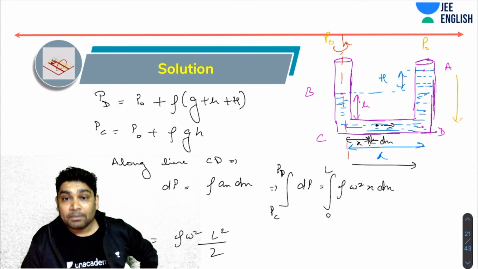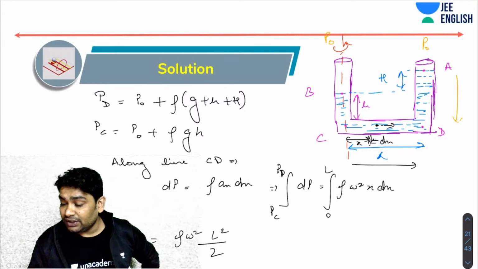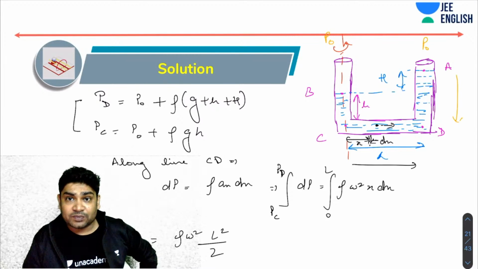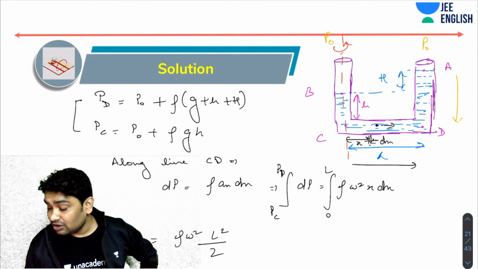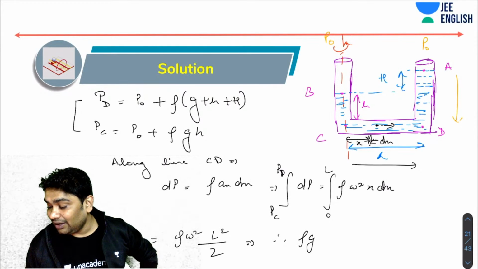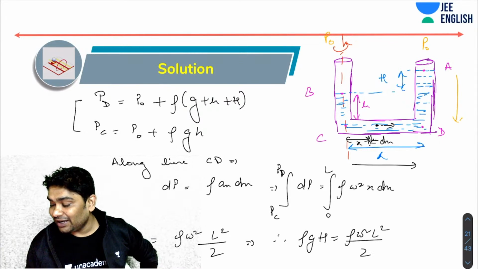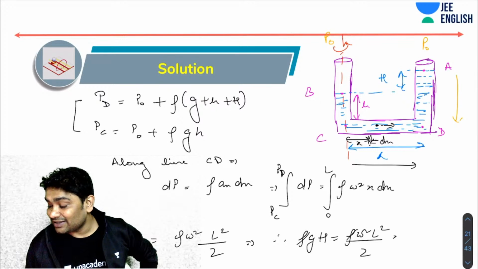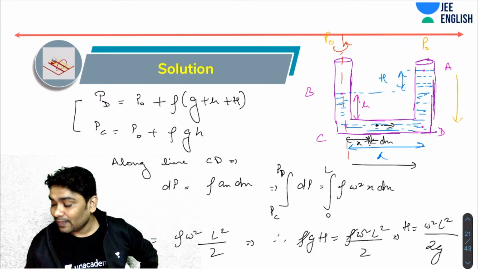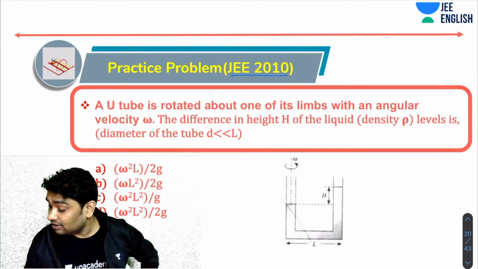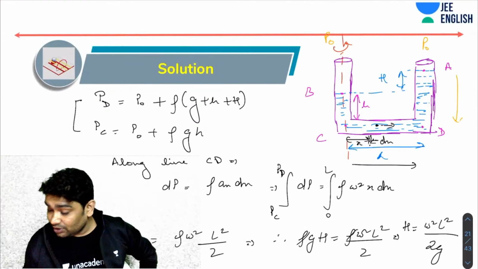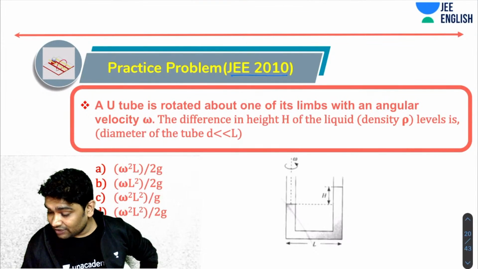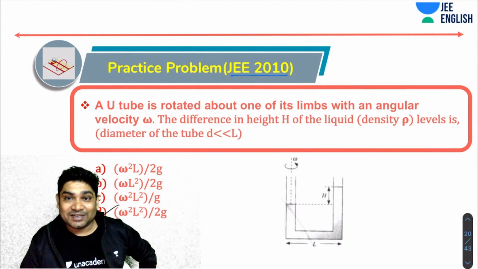Now it's easy to see from these two equations that PD minus PC is nothing but rho g H. So rho g H equals rho omega square L square by 2. I can cancel rho out, and what I realize is H equals omega square L square over 2g, which is option number D. So that is my correct answer.